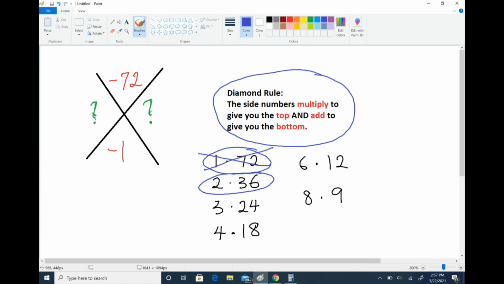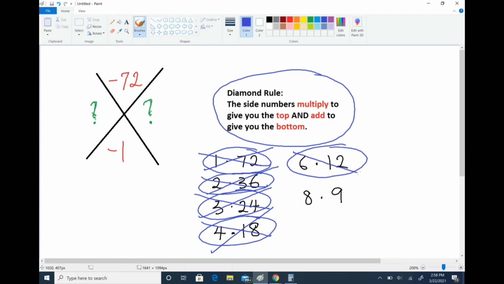Same with this one. It doesn't matter if you put the negative on 2 or 36, you will never be able to add to get -1. Same with this one, and the next ones: you will never be able to add to get -1.